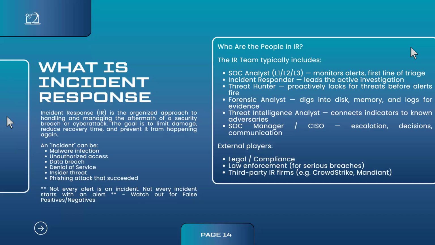Like I said, there are SOC managers. In my company, for example, we don't have SOC analysts. We just call it incident response. That's because we have a lot of people in it, so we don't need that. But I just want to emphasize that also.